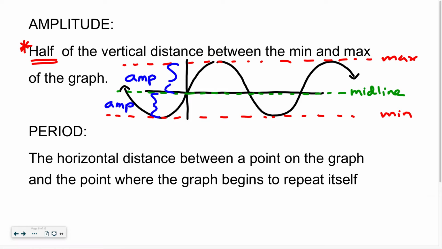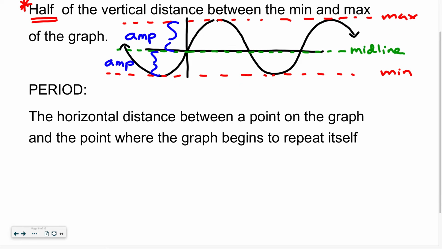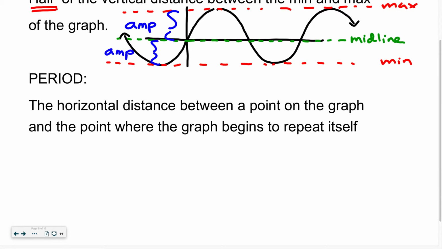Okay, the next vocab word that we're going to be saying a lot is period. So a period, instead of a vertical distance, is going to be a horizontal distance. And it's the horizontal distance between a point on the graph and the point where the graph begins to repeat itself.